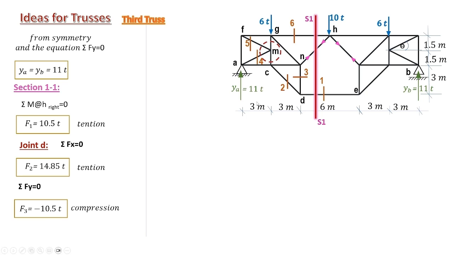Members 4 and 5 here form the K shape, and therefore we consider joint M to get a relationship between members 4 and 5.